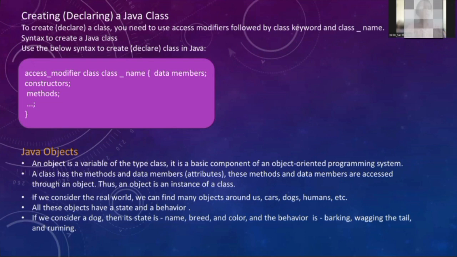Java objects. In Java, an object is a variable of the type class. It is a basic component of the object-oriented programming system. A class has methods and data members, that is attributes. These methods and data members are accessed through an object. Thus, an object is an instance of a class. If we consider the real world, we can find many objects around us: cars, dogs, humans, etc. All these objects have a state and a behavior. If we consider a dog, then its state is name, breed, and color, and the behavior is barking, wagging the tail, and running.